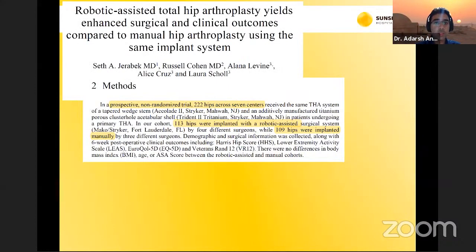Again, another study by Seth Cherubek, where he took 222 hips, of which 113 were implanted with robotic assistance and 109 were manual.